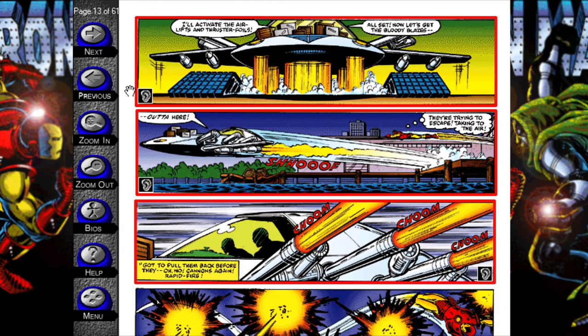Dropping its treads, the tank takes to the air, with Iron Man in hot pursuit. Rapid cannon fire forces him to take evasive action, costing precious seconds. In an instant, the tank reaches top speed and disappears over the horizon. Dr. Doom gets what he came for.